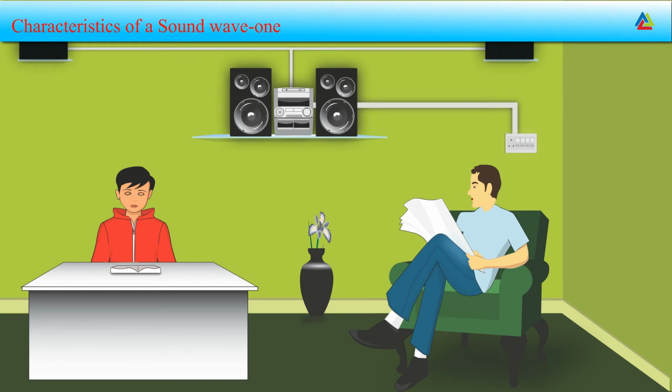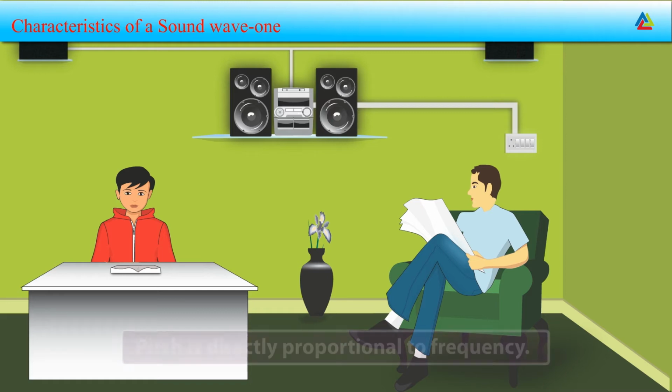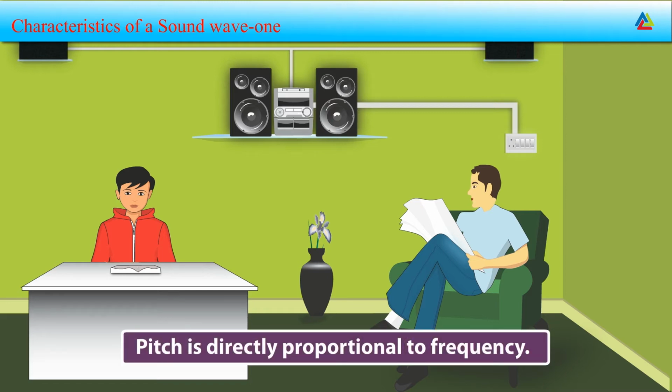Can you hear that, Ankur? Can you hear the sound of different instruments? Though sounds from different instruments travel at the same speed in the same medium, the sounds we receive are different. This is due to the difference in pitch of the sound. Pitch is directly proportional to frequency. Objects of different sizes and conditions vibrate at different frequencies to produce sound of different pitch.